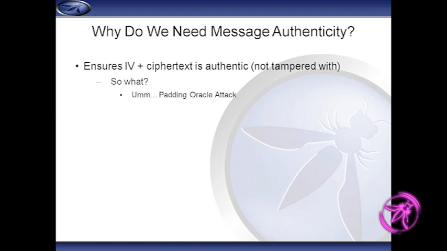Okay, so the other thing is, why do we need message authenticity? Well, that ensures that the IV and ciphertext are authentic. Why is that important? How many of you remember the padding oracle attack? Good. There was a tool called Poet that, for instance, in ASP.NET, allowed you to decrypt the view state and eventually discover the cipher key.